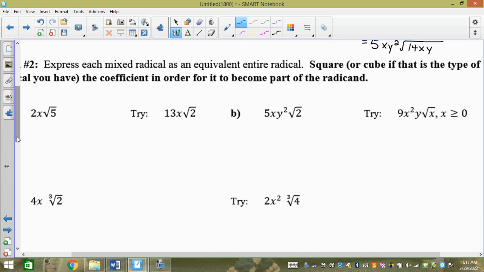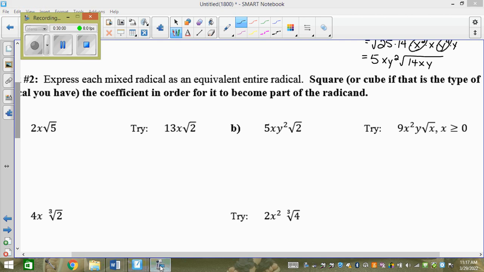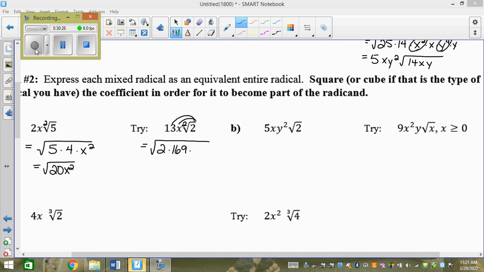These ones you're switching to entire radicals. Go. So this one, we're going to put the 2x underneath. And when you put it in, remember you square it. So you're going to get 5 times 2 squared, which is 4, times x squared. So you're going to get 20x squared. These you're going to drop underneath to the 2. So you're going to get 2 times 13 squared, which is 169, times x squared. And so I get 338, did you say, I believe? Yeah. Thank you. Ted said that before.